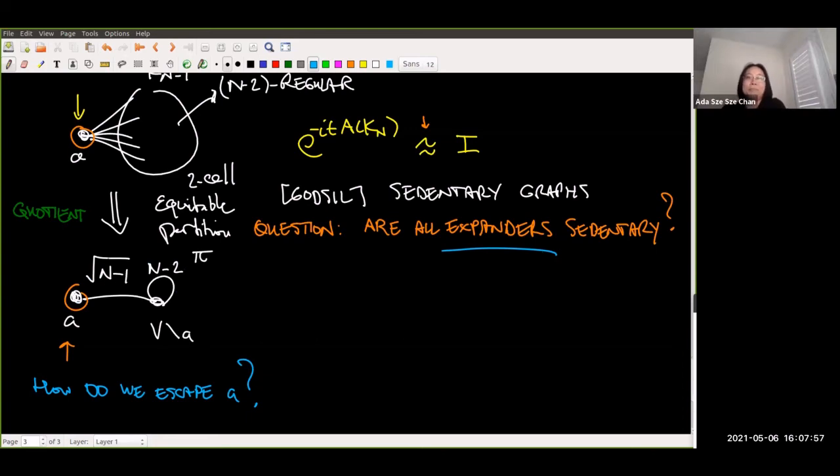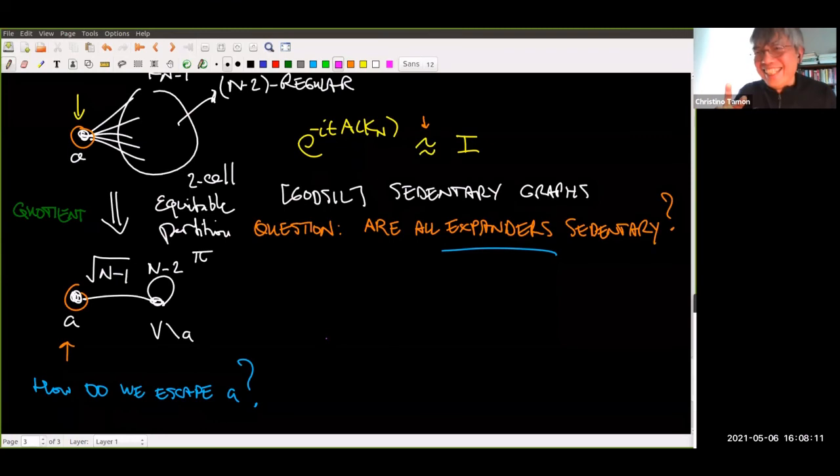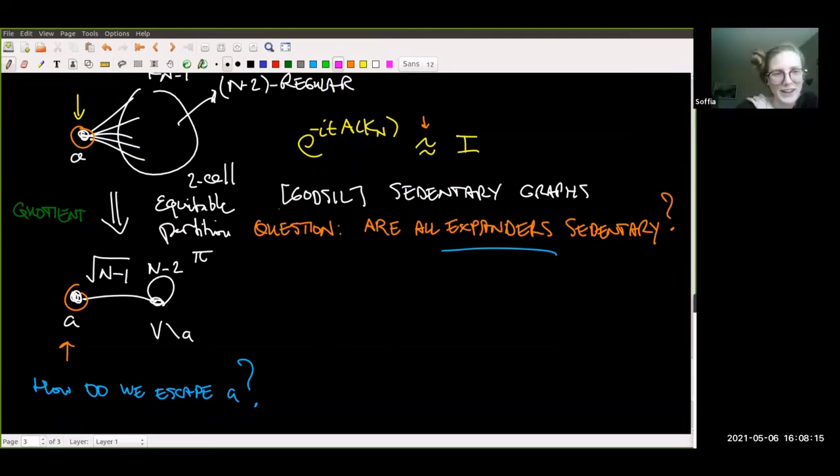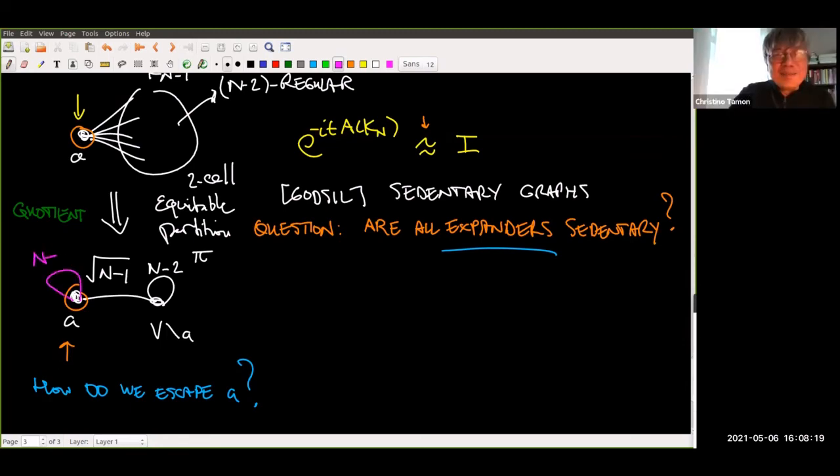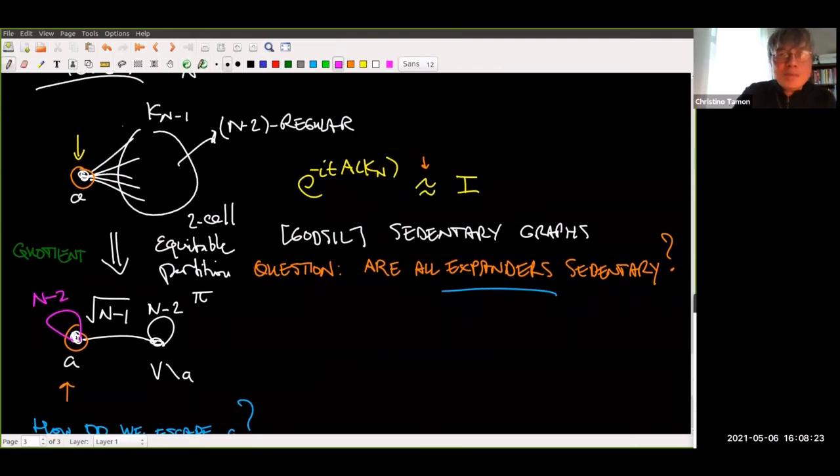What is the best way to escape A if we can change this quotient graph? You just delete the loop. Okay, yes. I want to do the opposite of deleting the loop. So do you want to add another loop? Yes, thank you. Let's add another loop. So that corresponds to adding a loop here.